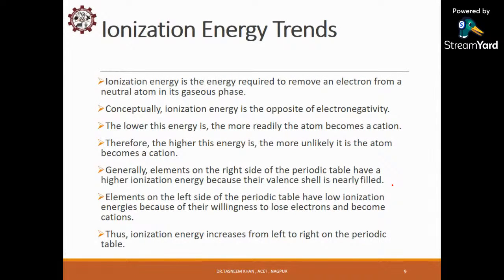So elements on the right hand side of the periodic table have higher ionization energy because their valence shell is nearly filled. The elements on the left side of the periodic table have low ionization energy because their willingness to lose electrons and become cations is less. So क्या हो जाता है, low ionization energy होगी. Therefore you can say ionization energy increases from left to right on the periodic table.